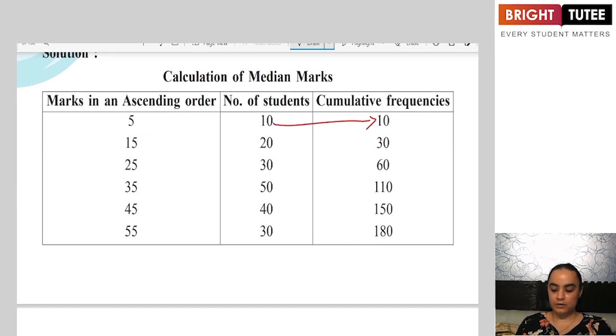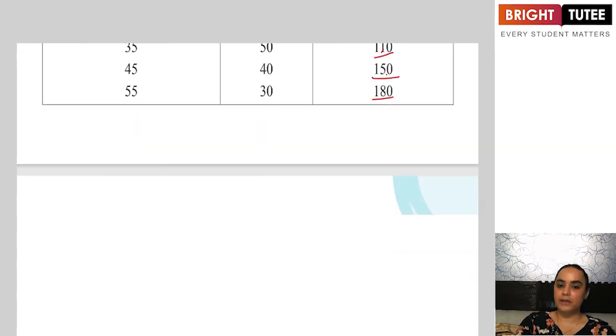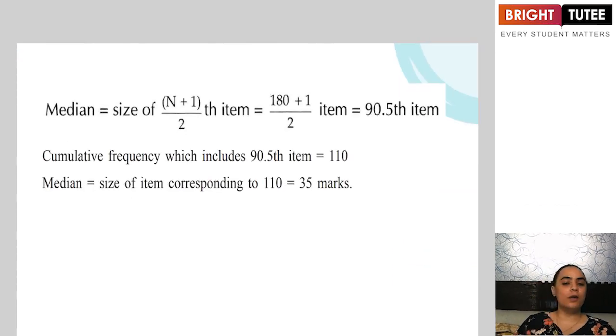First was 10, remains as it is. Second is 10 plus 20, 30. 30 plus 30, 60. 60 plus 50, 110. 110 plus 40, 150. And 150 plus 30, 180. I have calculated my CF, my cumulative frequency. Now again I will apply the formula.